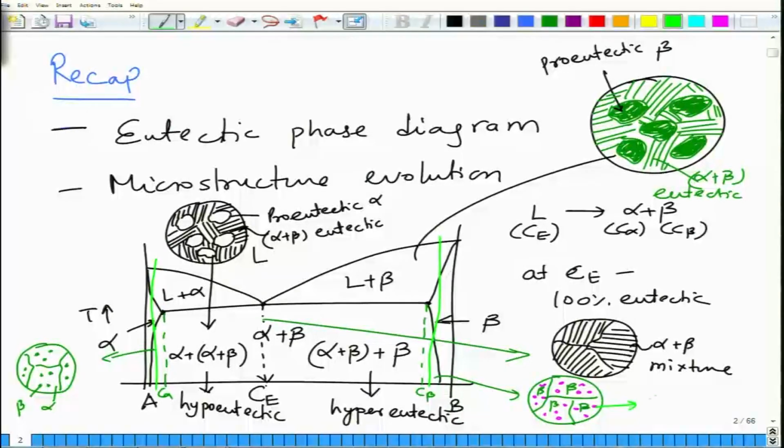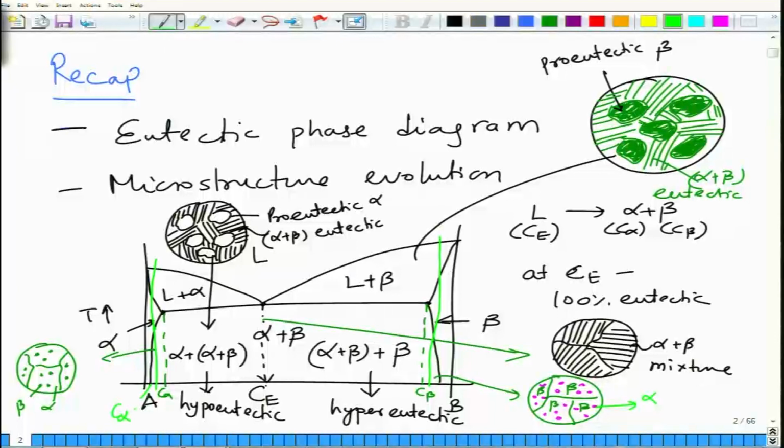So, what you will have is alpha precipitates here, because there is no eutectic reaction taking place for these compositions. As a result, this alpha or beta is not present in the eutectic morphology, it is present in a different morphology. So, these are the 5 different kinds of microstructures that you may encounter in eutectic alloys.